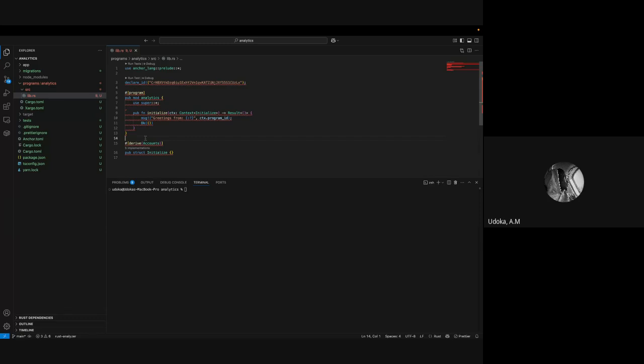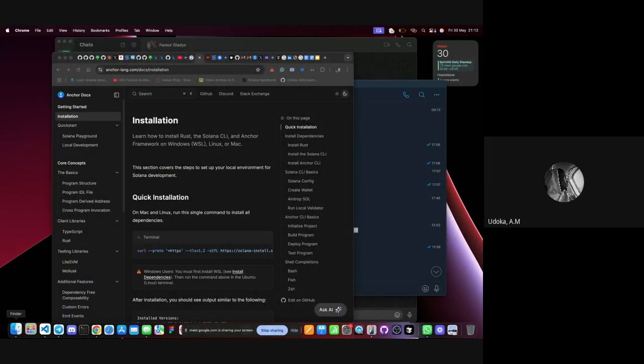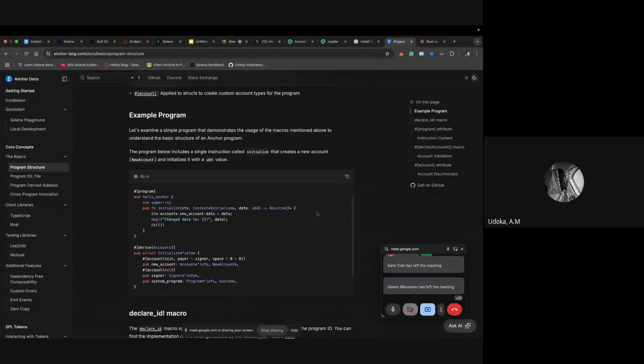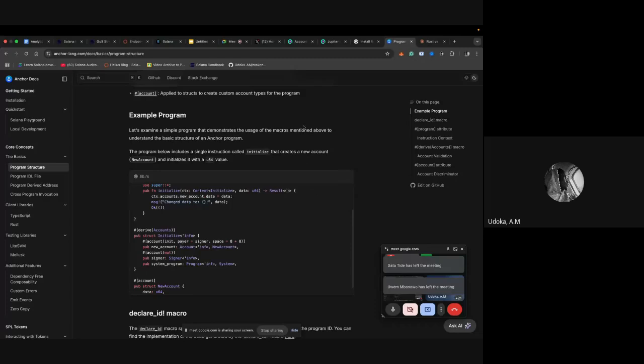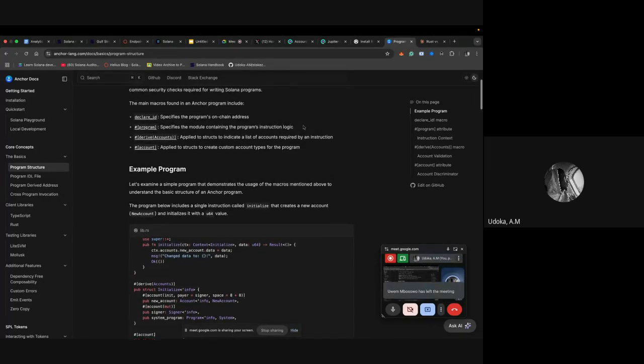And again, Anchor is natively built for Solana itself. It's natively built to run Solana programs. All right. So you might want to come back to here and really look into how Anchor programs work.